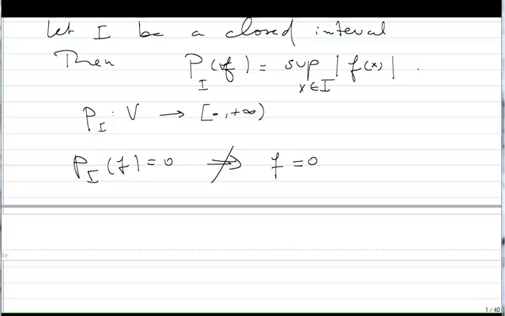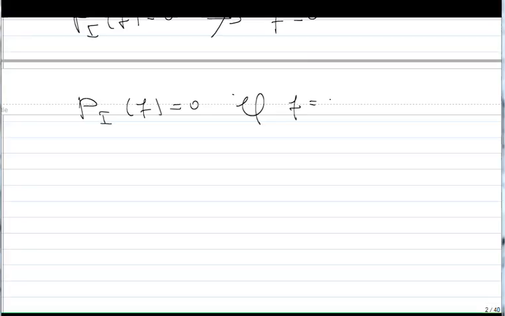In fact, we have the following: p_I of f is equal to 0 if and only if f is equal to 0 on I, in other words, f of x is equal to 0 for x in I. So the function f vanishes identically on the interval I, but it doesn't mean that the function is equal to 0 everywhere. So this is number one, it fails. So this is a terrible property.